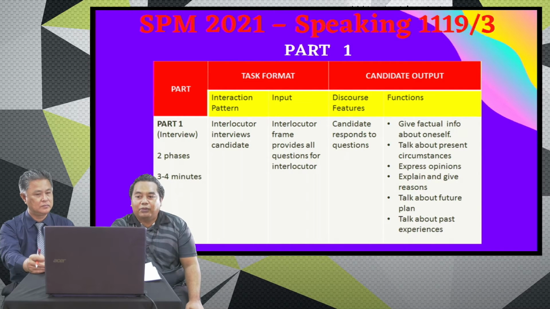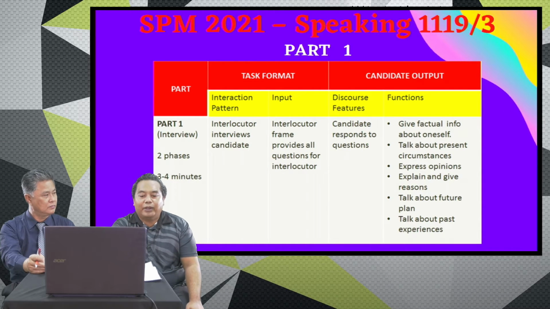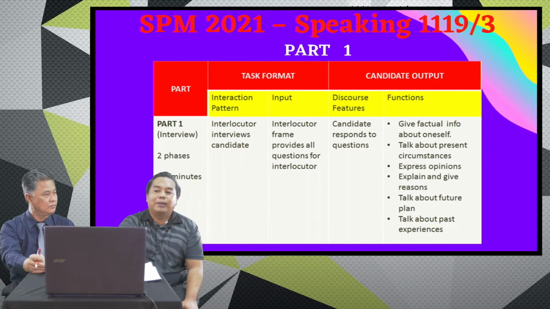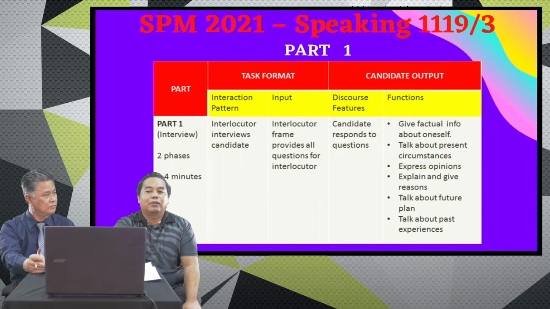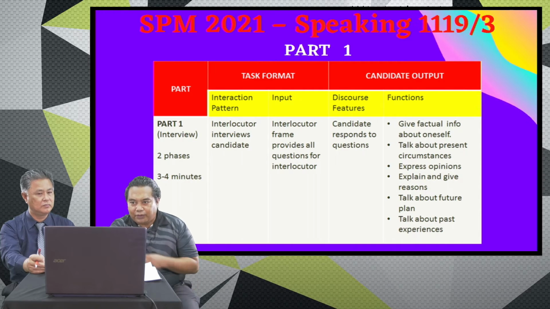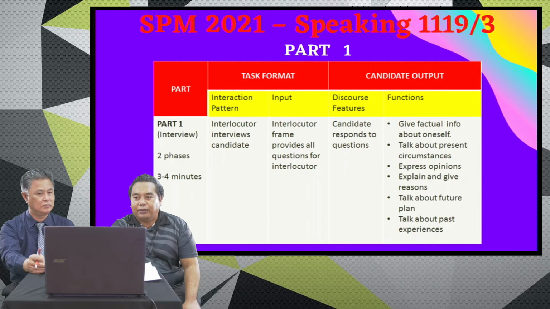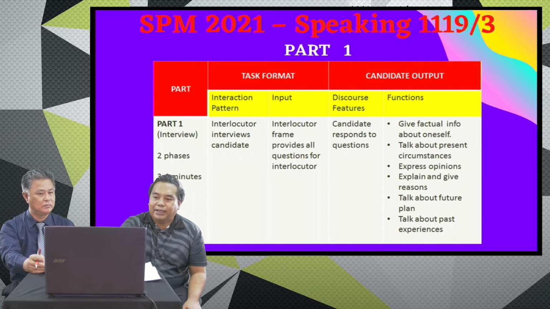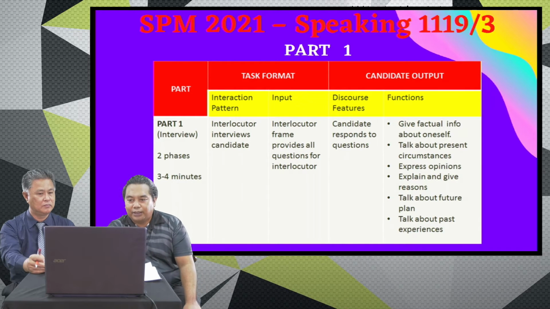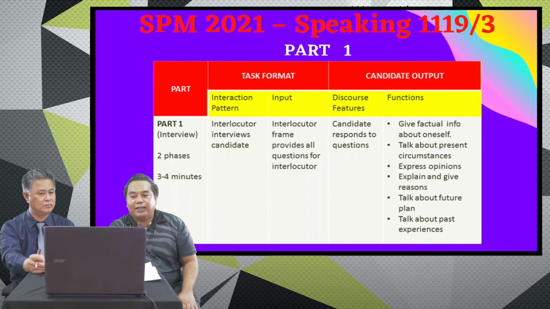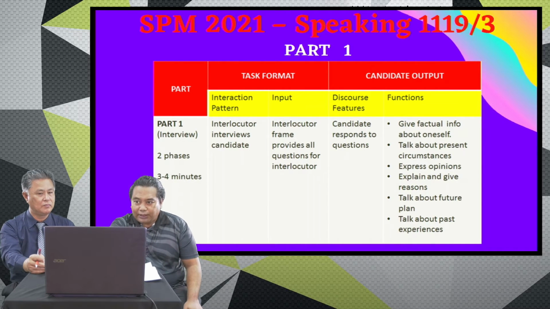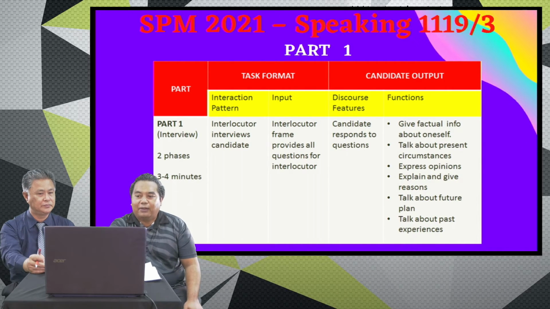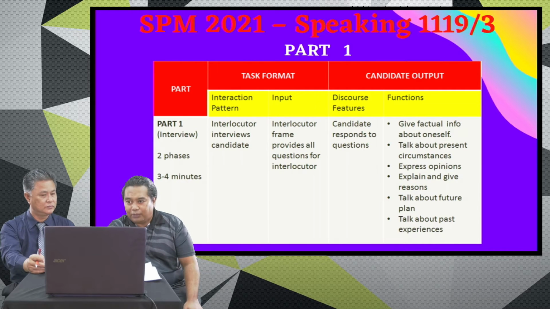Also, there will be prompt questions. The prompt questions will also be given by the lembaga. You cannot add your own question. Discourse features: candidate responds to questions. So the candidate will respond to the question. In order to pass, the candidate must respond to the question. Function: give factual information about oneself. The topic is about oneself.